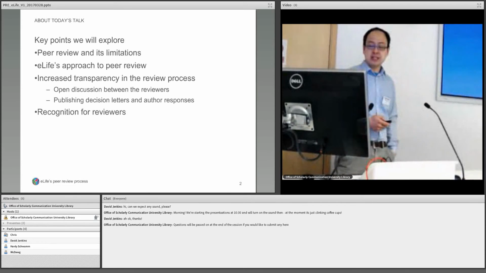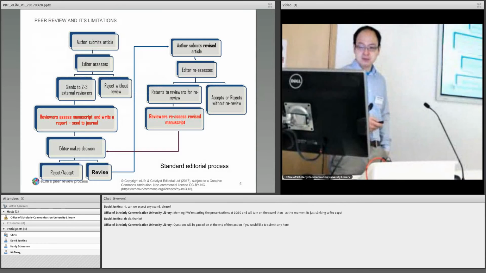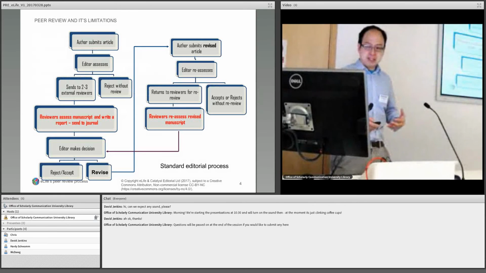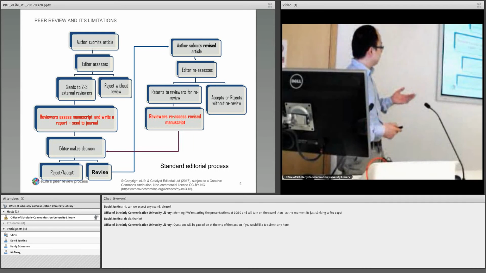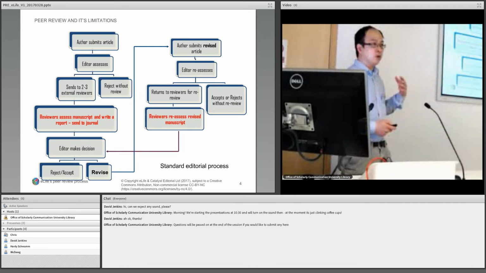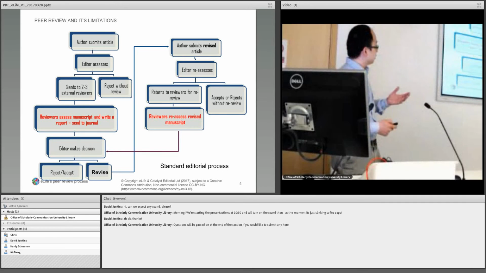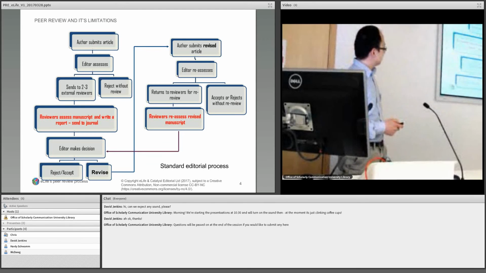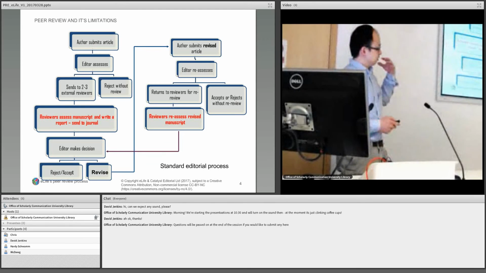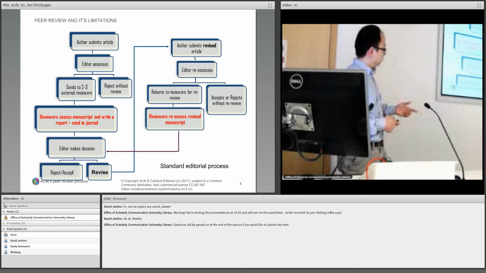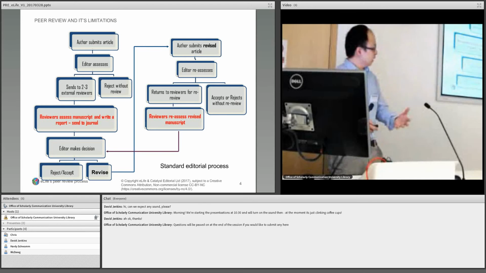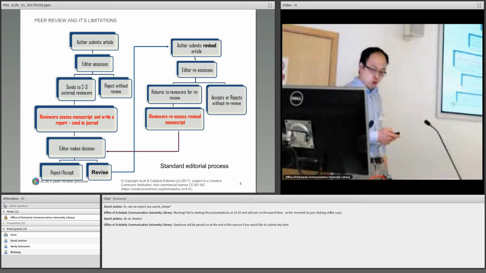So, peer review and its limitations. Peer review comes in many different forms. This is a flowchart showing the workflow for a traditional peer review process. Highlighted in red, you'll see that manuscripts often go through review, and they can also go through re-review. So this process, if you're an author and you're unlucky, can go through several loops.